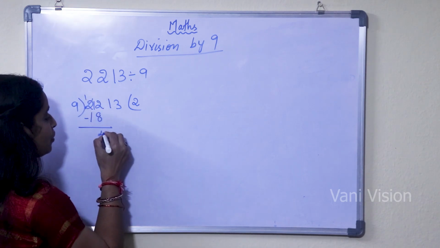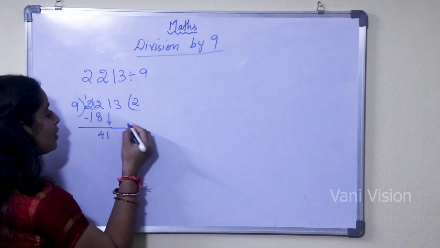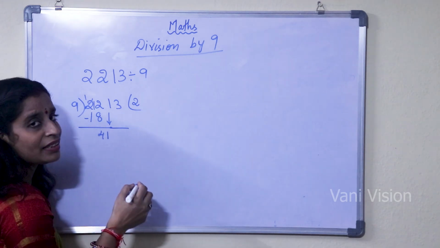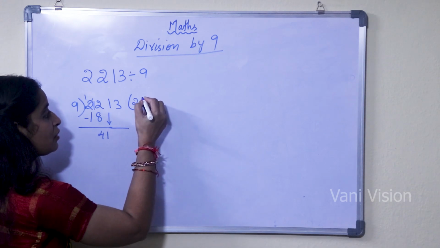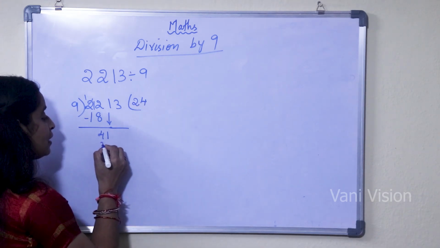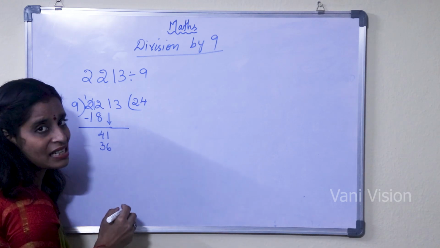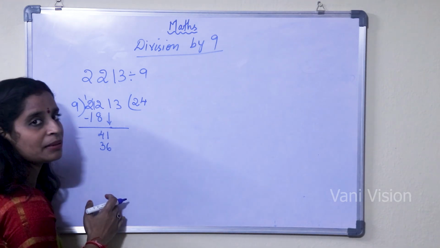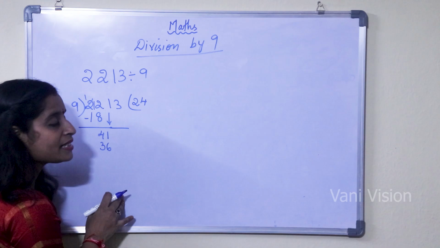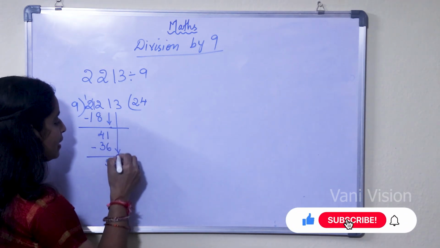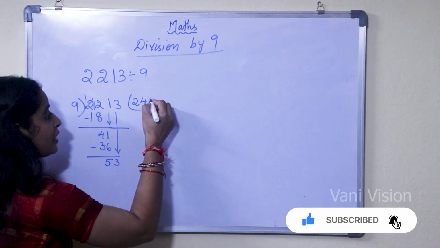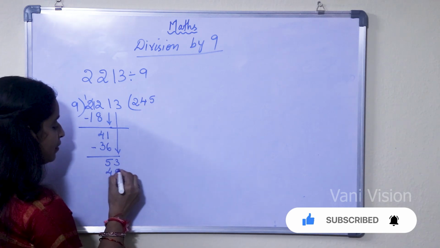Subtracting, 1, 4. Bring this 1 down. So 9 threes are 27, 9 fours are 36, 9 fives are 45. So take 9 fours are 36. Why? Because 9 fives is 45, and that is bigger than that number. That's the reason I am taking 9 fours are 36. Then this is 5. Bring this 3 down. So then 9 fives are 45.